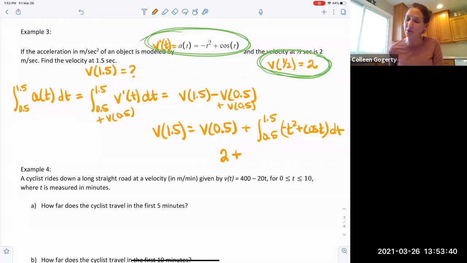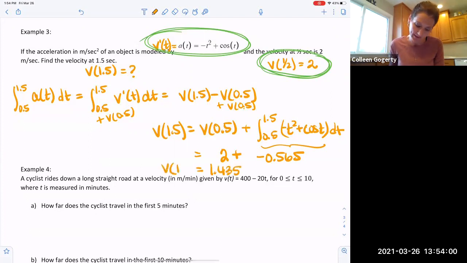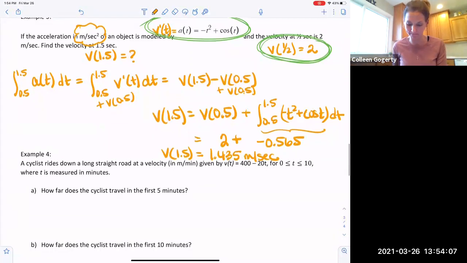And so when you put this into your calculator, the net change, okay, so the velocity's change from 0.5 seconds to 1.5 seconds was a negative 0.565. So my final answer should be 1.435. And this is a velocity, so think about my units, meters per second. Okay, that's just a straightforward plug and chug problem.